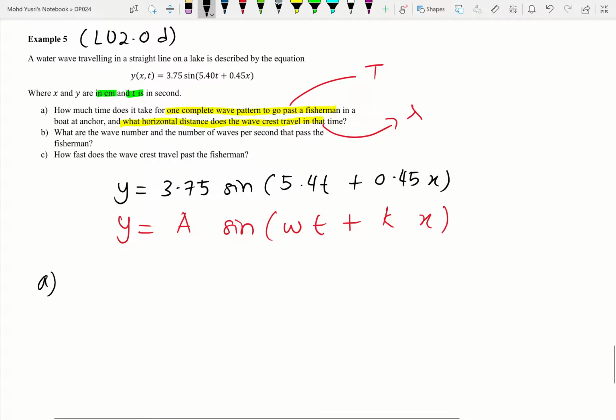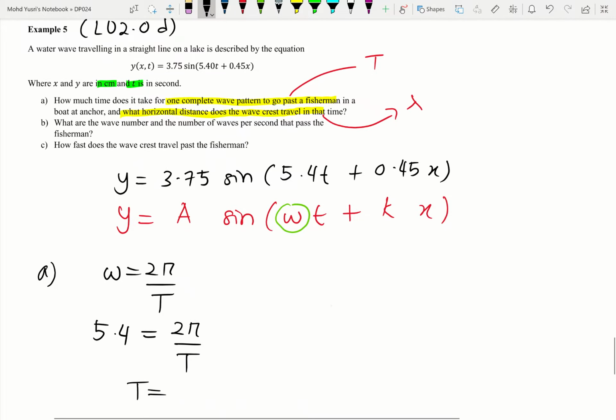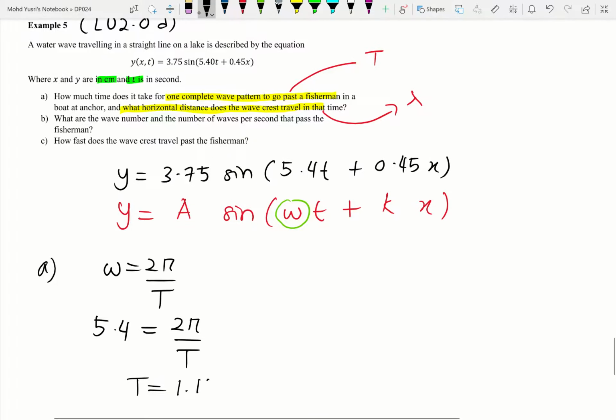Okay, so to find the period, we look at the value of omega. Because omega is equals to 2 pi over T, and omega here in this equation is 5.4. So we substitute that into our equation. 5.4 is equals to 2 pi over T, and we get the period T is equals to 1.164 seconds.